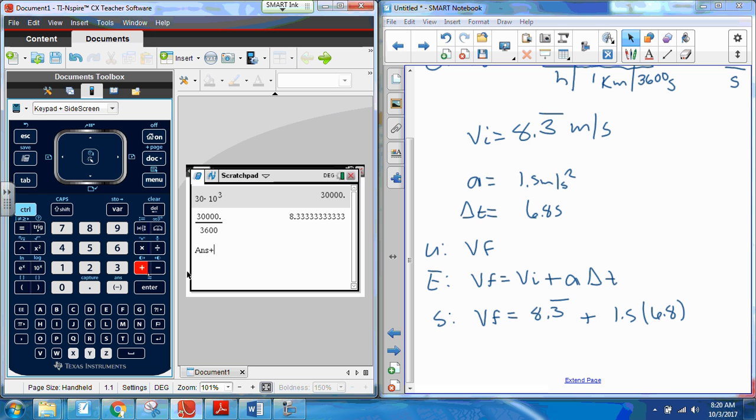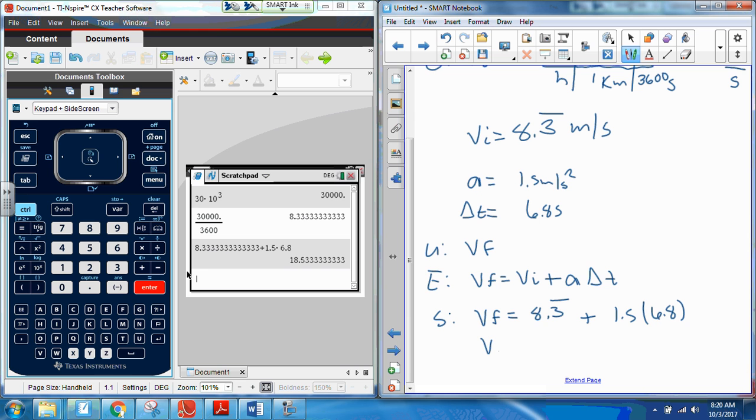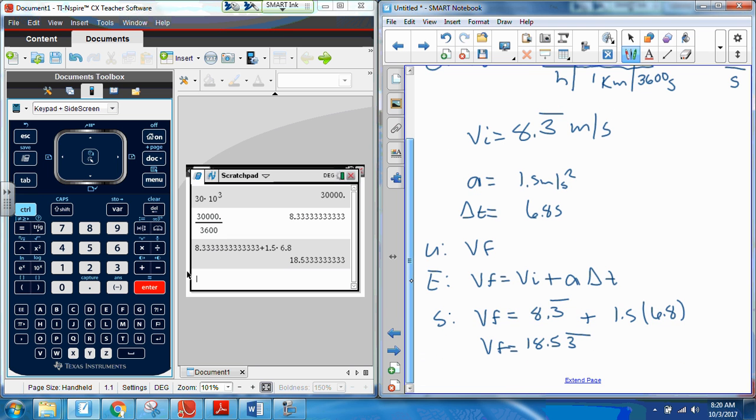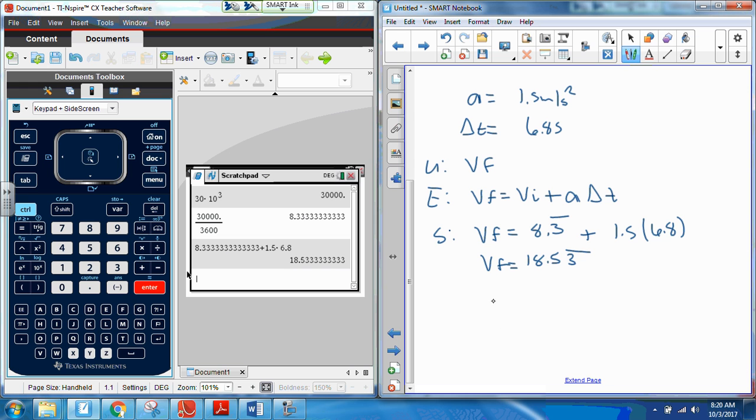I'm going to hit plus 1.5 times 6.8. Hit enter, and I get an answer. So my V final is equal to 18.53 repeating. Okay, how many sig figs did I have at top? 2. So that means that this is going to round to V final is how much? 18.5. There's my second sig fig. The 5 makes it round up. So we end up with 19.